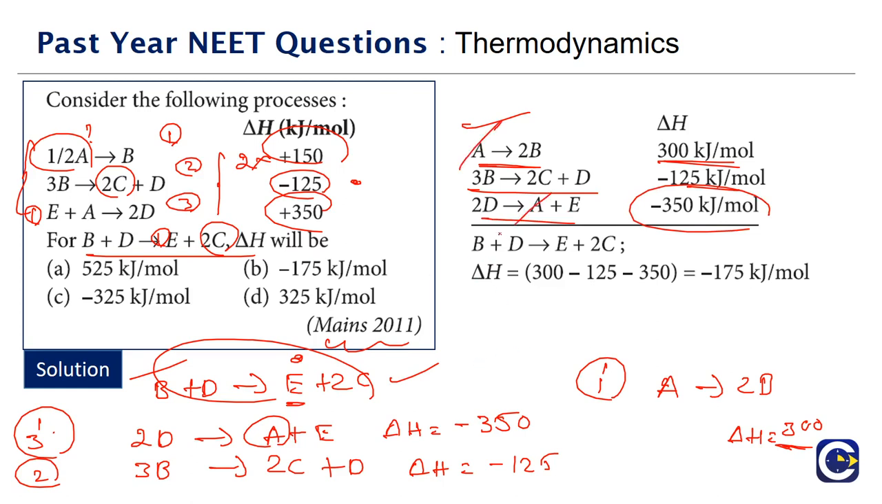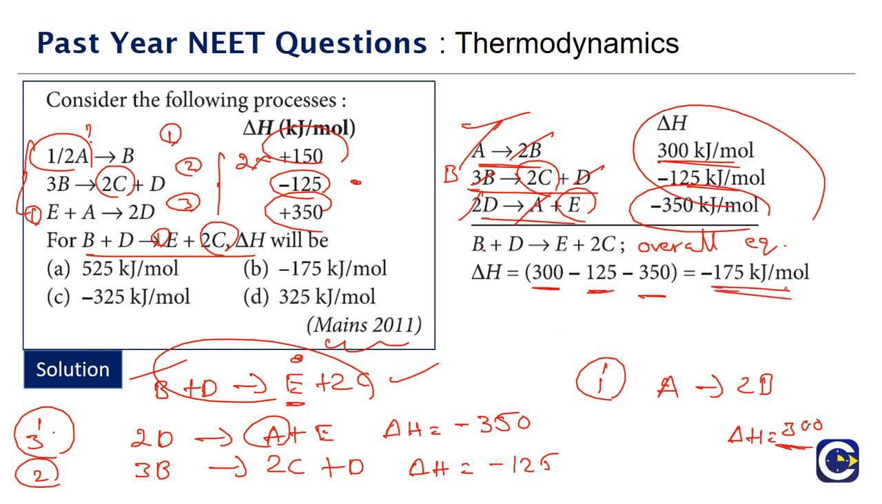Now when you add all of them, what is going to happen? A is cancelled. Here we have 2B, we will be left with B on the reactant side. So B and also 1B will be cancelled. So B plus D gives rise to E plus 2C. So this is the overall equation, right? So what is the Hess law concept? Overall equation enthalpy change is equal to the sum of the enthalpies of the individual reactions, means 300 minus 125 minus 350. What is it? Minus 175 kilojoule per mole.